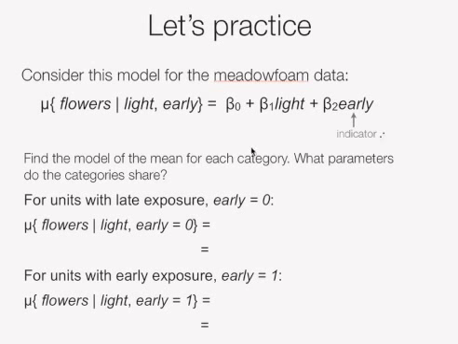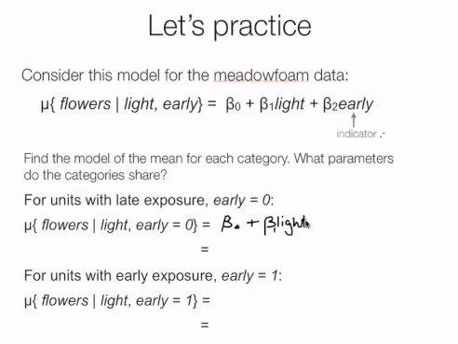So let's find the model for the mean for the categories of interest here. We have two categories, the early light treatment and the late light treatment. For units with the late light exposure, that early indicator variable takes the value 0 because those seedlings didn't get the early treatment. So our model for the mean number of flowers as a function of the light intensity when the early indicator variable takes the value 0 is simply beta 0 plus beta 1 times the light intensity. We aren't specifying what that light intensity is, so we'll just leave it in our model.